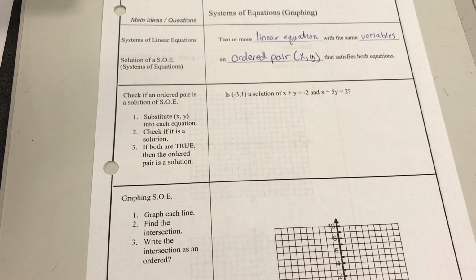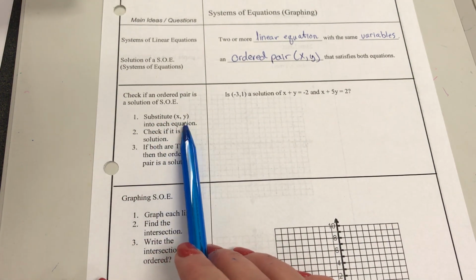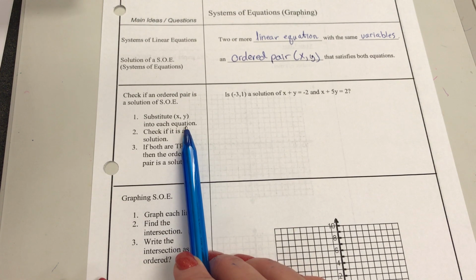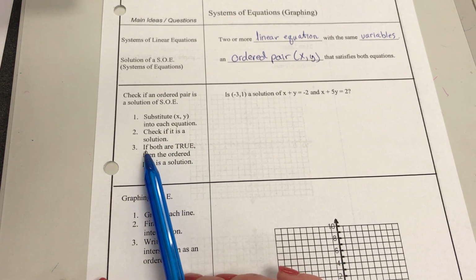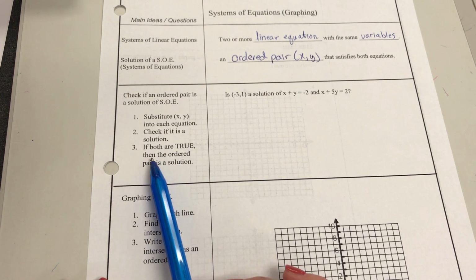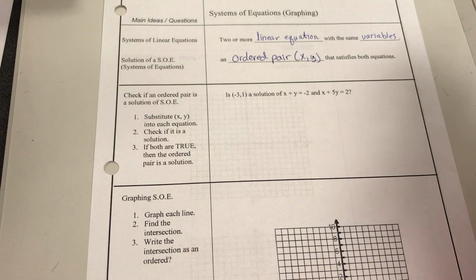To check if an ordered pair is a solution for an SOE, a system of equations, you first have to substitute the x, y of the ordered pair into each equation. You have to check if it is a solution. If both are true, then the ordered pair is a solution. Okay, so let's look at this.